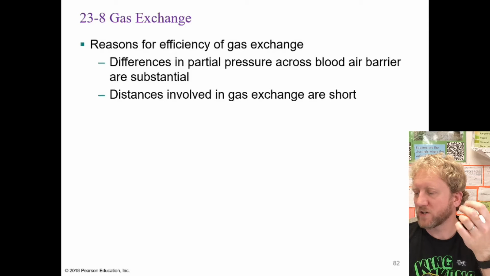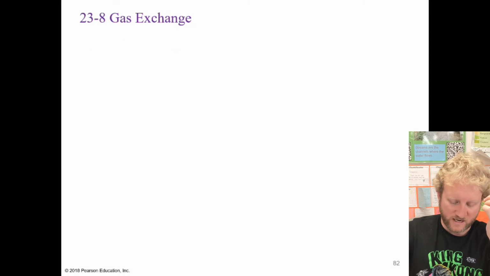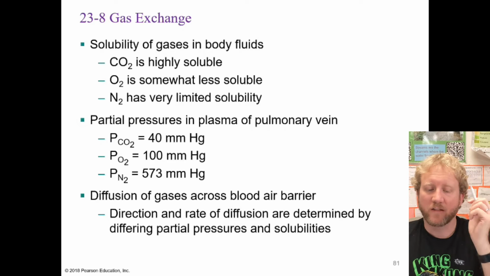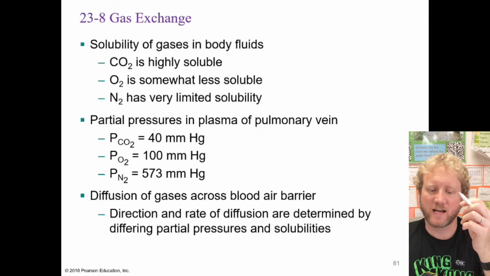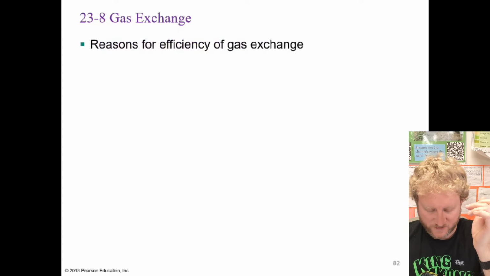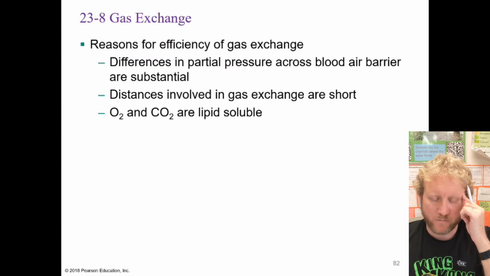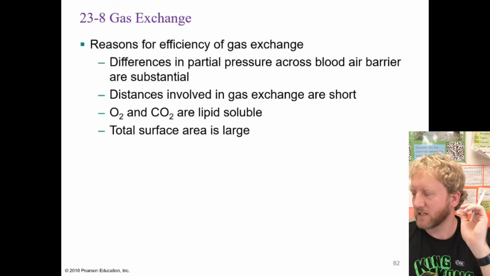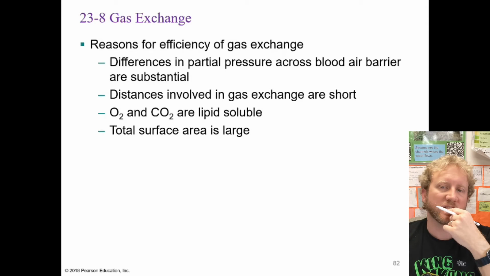The partial pressure of the carbon dioxide in your blood is higher than the partial pressure of the carbon dioxide in the atmosphere, and the oxygen is the opposite of that. Both gases are lipid soluble. That means they can pass across the plasma membrane very easily. The overall surface area is very large.